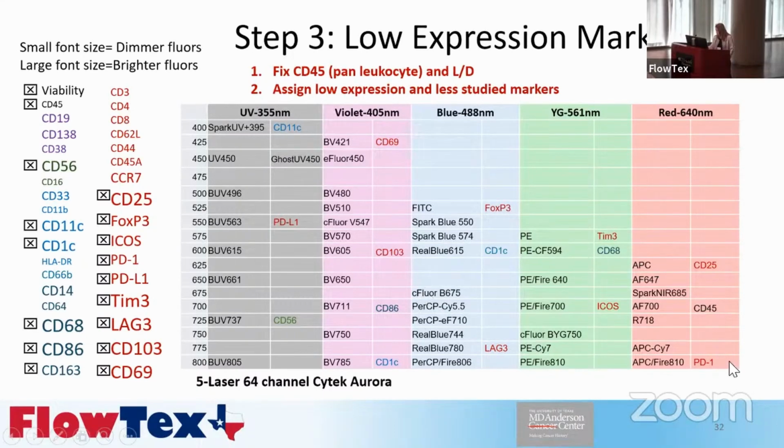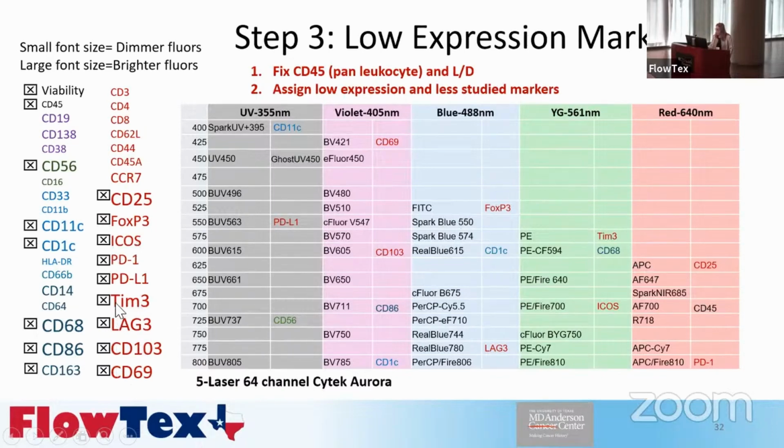And then my CD25, if I can find it, here I have on APC, because there's just not very much of it on the cell surface, and I want to be able to define those cells. So I've got no spill between those markers, and I'm just going to put my CD4 somewhere where it doesn't interact very much with that. Same goes for the rest of these.